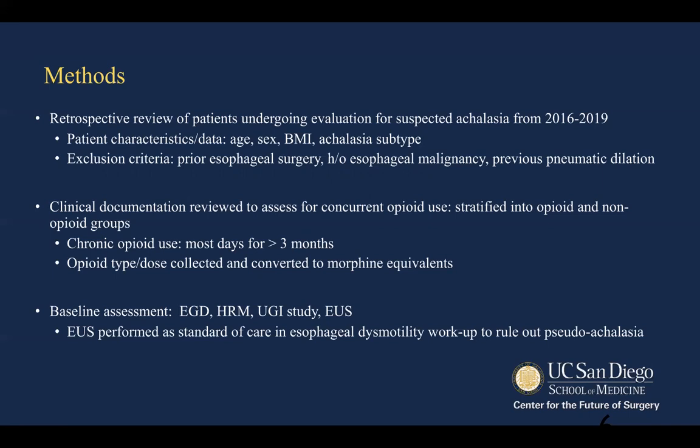Clinical documentation was reviewed to assess for concurrent opioid use at the time of workup and intervention, and patients were stratified into opioid and non-opioid groups. Patients within the opioid group were identified based on the CDC definition for opioid use, defined as opioid use on most days for greater than 3 months. Opioid dosing and type were collected and converted to morphine equivalents.